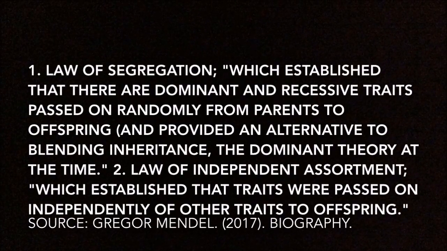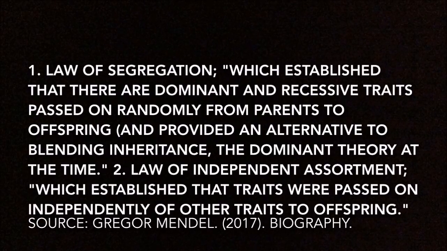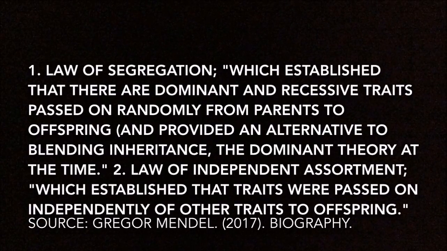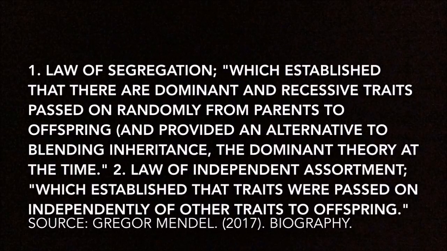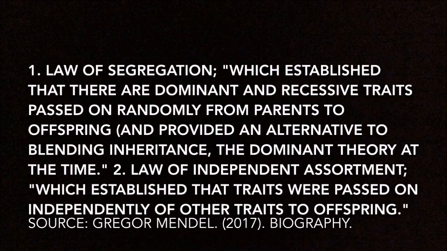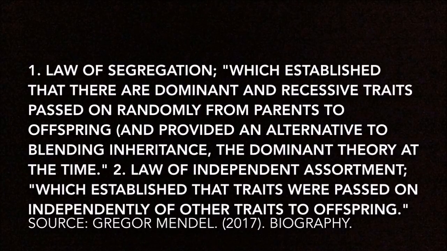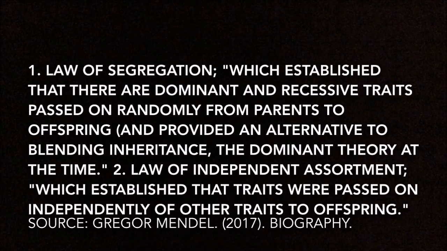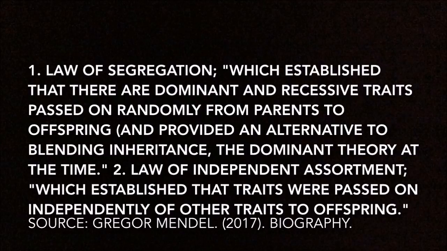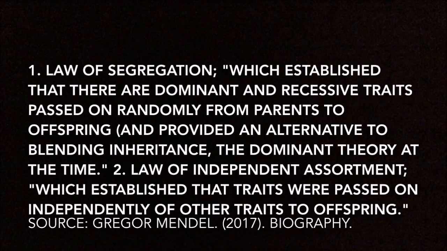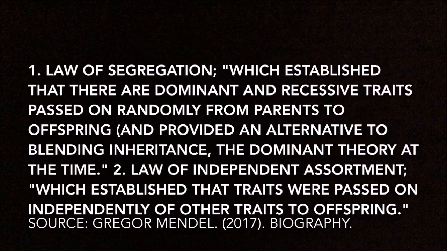1. He made the law of segregation, which established that there are dominant and recessive traits passed on randomly from parents to offspring, and provided an alternative to blending inheritance, the dominant theory at the time. 2. He then made the law of independent assortment, which established that traits are passed on independently of other traits from parents to offspring.